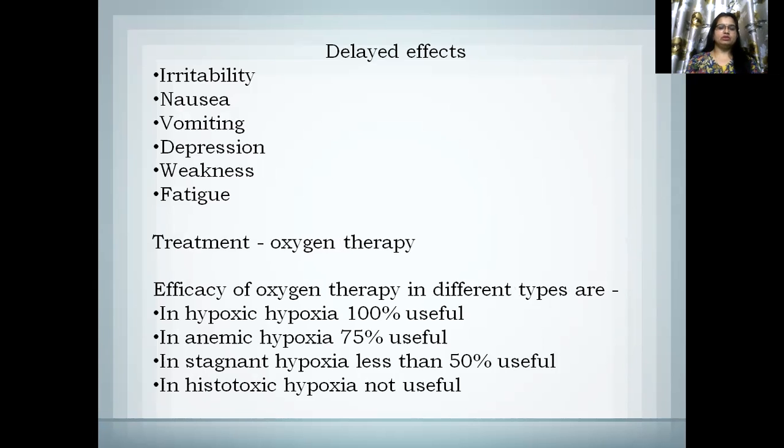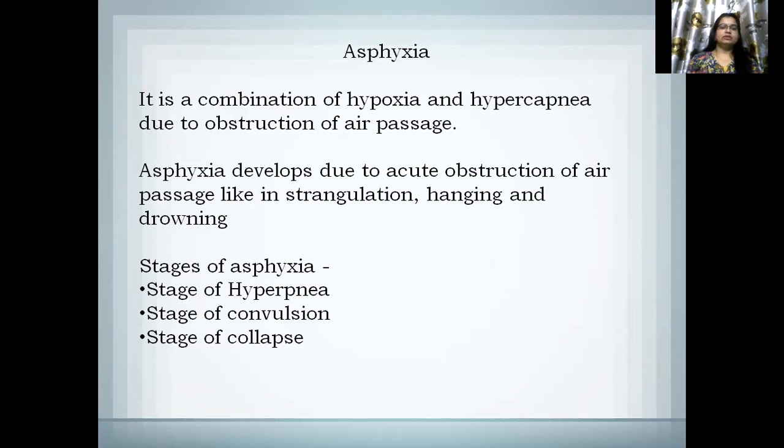In anemic hypoxia, oxygen therapy is 75% useful. In stagnant hypoxia, oxygen therapy is less than 50% useful. And in histotoxic hypoxia, there is no use of oxygen therapy. Next is asphyxia. It is a combination of hypoxia and hypercapnia. Hypercapnia means increase in carbon dioxide due to obstruction of air passage.